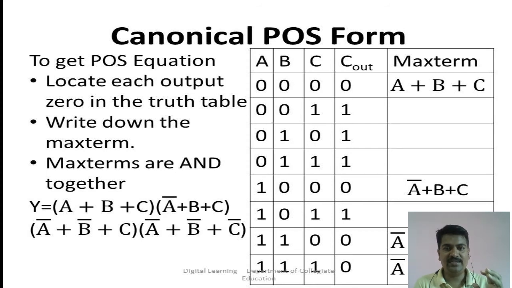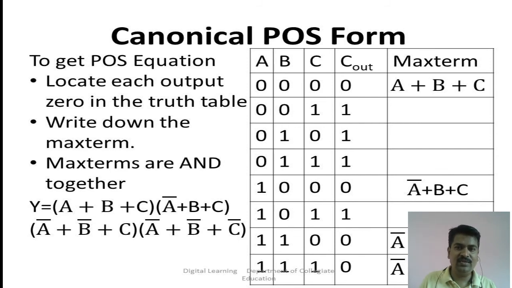After writing the maxterms, take the product of all the maxterms together, meaning a logical multiplication. Then you will get the POS equation. I have given you an example with three input variables, and the fourth column is the output column. The first step is to identify the zeros in the truth table. You can expect 4 zeros here: 1, 2, 3, 4. Identify the zeros in the output of the truth table.